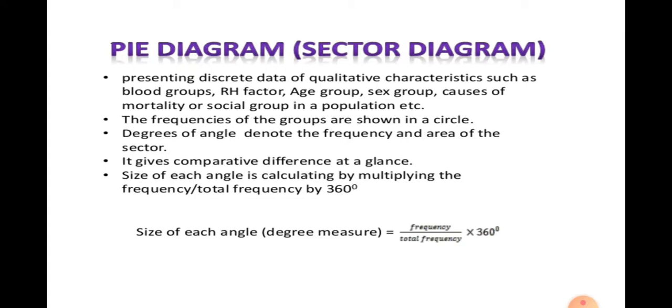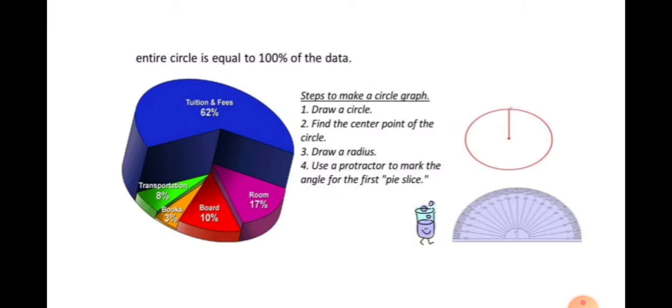Size of each angle is calculated by dividing the frequency by the total frequency and multiplying by 360 degree. That is, size of each angle, also known as degree measure, is equal to frequency by total frequency into 360 degree. Dear students, please learn this formula that degree measure or size of each angle is equal to frequency by total frequency into 360 degree.